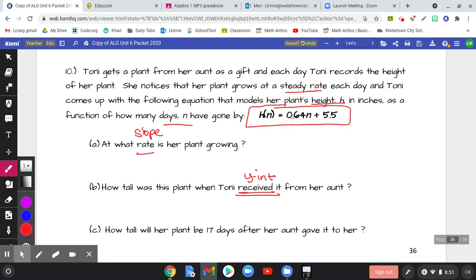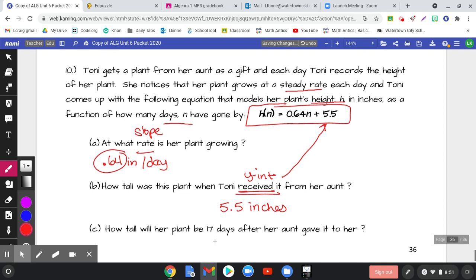So what is the rate? That's another word for slope. 0.64 inches is how much it's growing each day. How tall was it when she received it? Again, whatever the starting amount is always your y-intercept. So it was 5.5 inches tall.